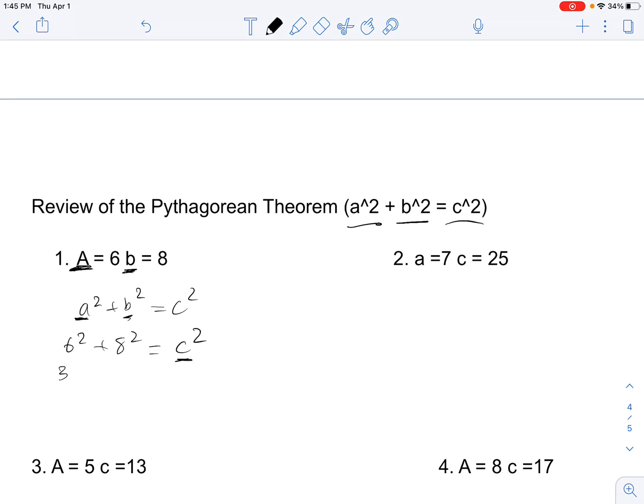Well, 6 squared is 36, and 8 squared is 64, is equal to c squared. 64 plus 36 is actually just 100. c squared equals 100, but we want to find out what c is. So we got to take the square root of 100, which is going to be 10. So c is equal to 10.